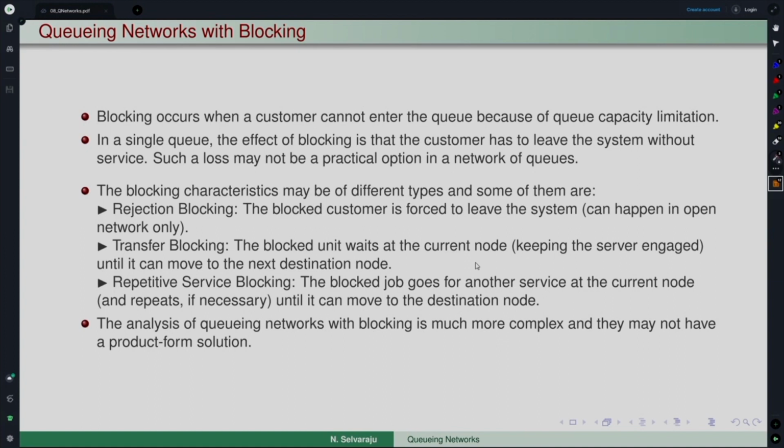Okay, the server also cannot go to serve the other customer because the current customer has not yet left the system. And this current customer, who has already completed the service, cannot move to the next node because there is a blocking there. So, this is what is called transfer blocking. He will wait with the current server as long as he is not able to move to the destination node. So, this is called transfer blocking.